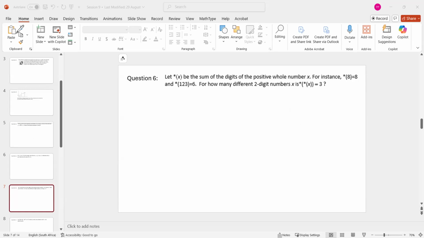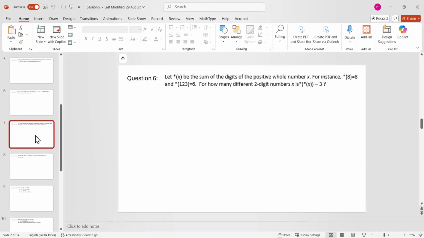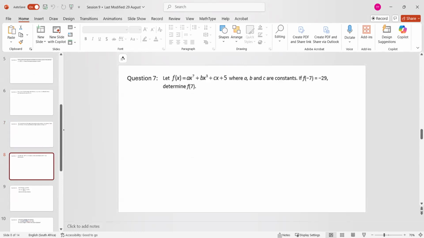So let's go to question 6. Okay, so no, question 6. I'm supposed to be doing question 6. Oh, okay, I finished question 6. I'm now at question 7. All right. Now there you see you've got a rule here, f of x. So this is what I was saying before.